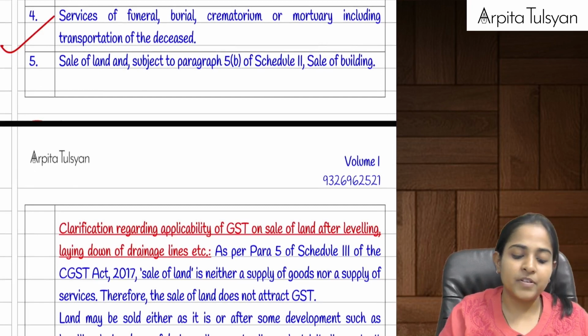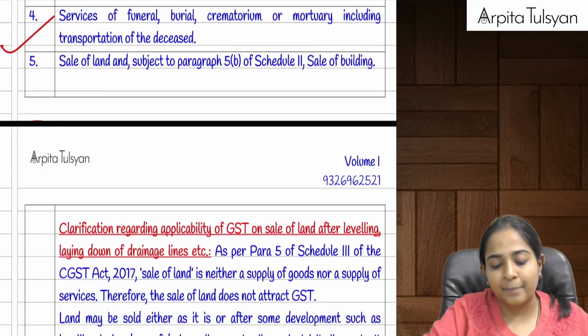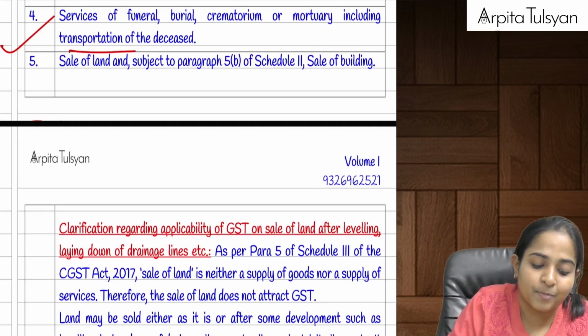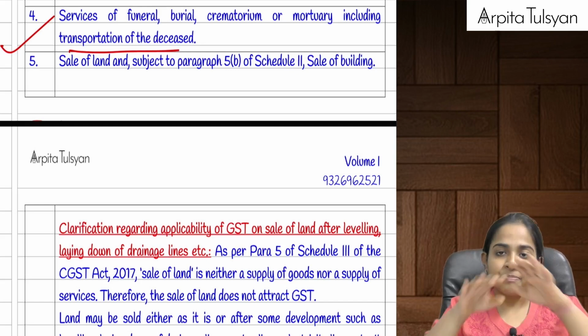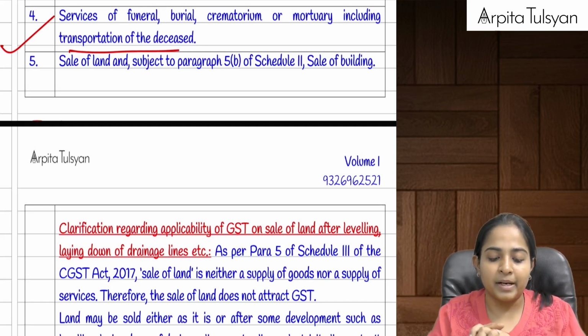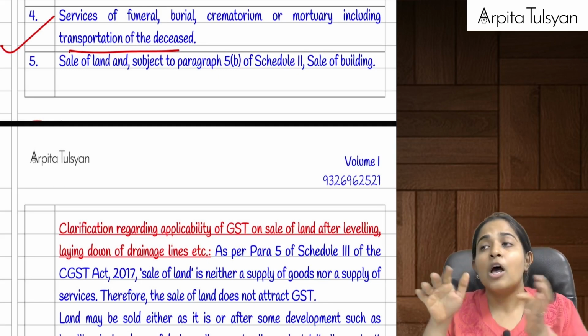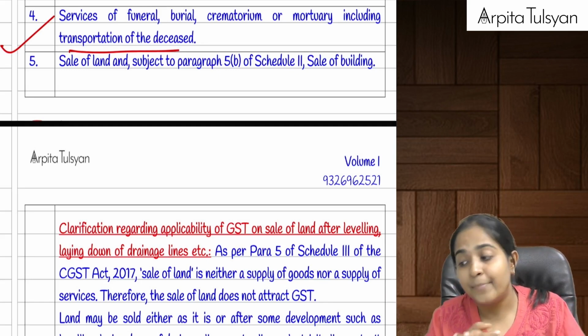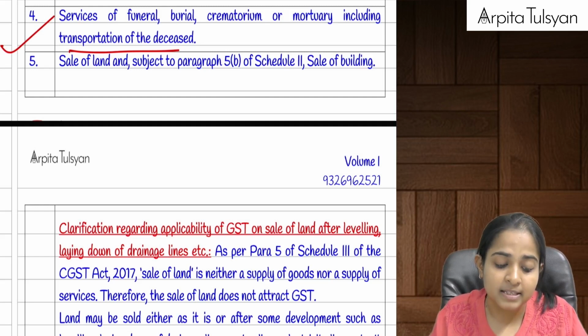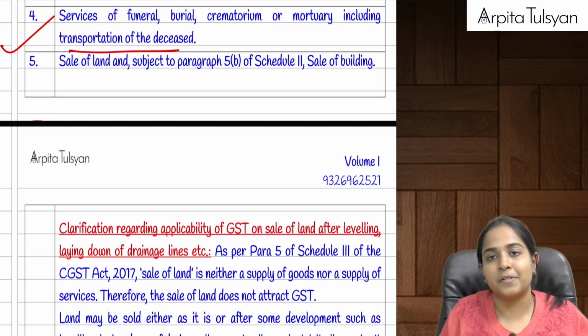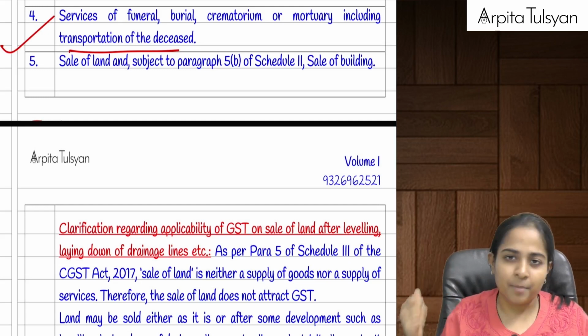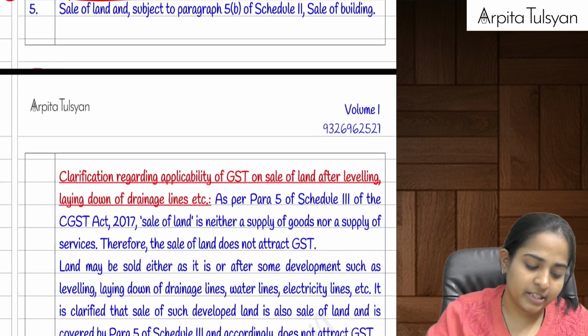Next one, services of funeral, burial, crematorium or mortuary, including transportation of the deceased person. So the people who provide funeral services, burial services, crematorium services, or even the ambulances, let's say, for example, ambulances which help in the transportation of deceased persons, etc. They charge money from us, but that is not liable for GST.